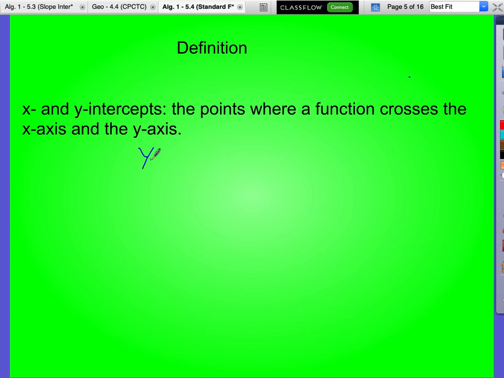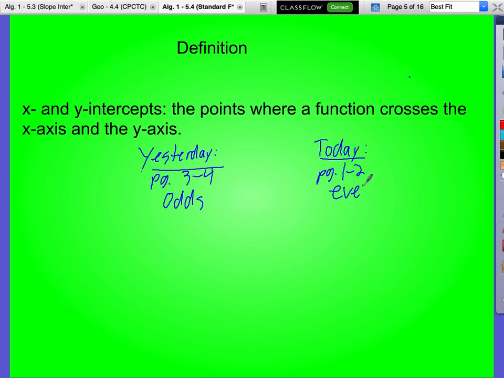So yesterday I assigned pages 3 and 4, odds. Today, I am adding pages 1 and 2, evens. Do not confuse them, please. Don't do the whole thing odds, the whole thing evens. Just swap them around. Make sure you're very careful. Yesterday was pages 3 and 4 odds only. Today is pages 1 and 2 evens.